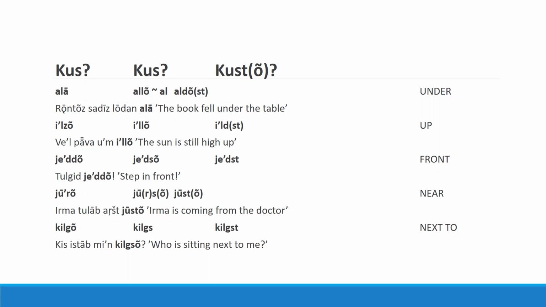So for example, ala. Roontes Sadis Loodan ala, so the book fell under the table. So again, there is movement behind it. And for example, if I am taking this from under the table, it would be loodan aldest or alde. So both are used.